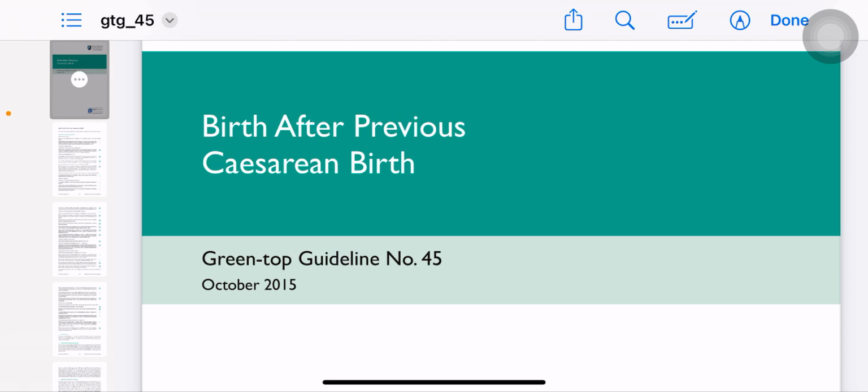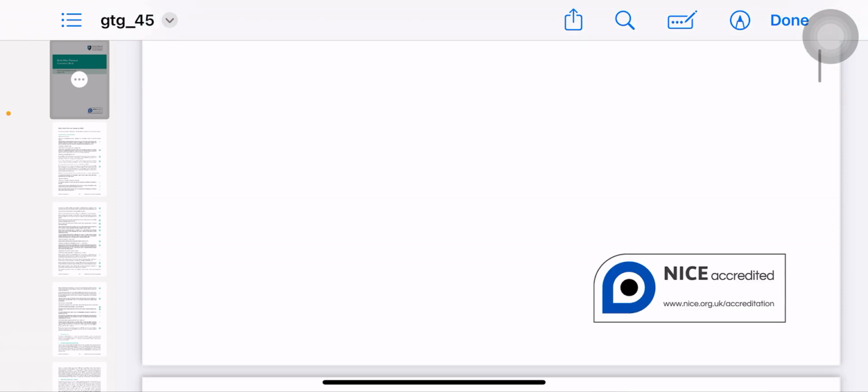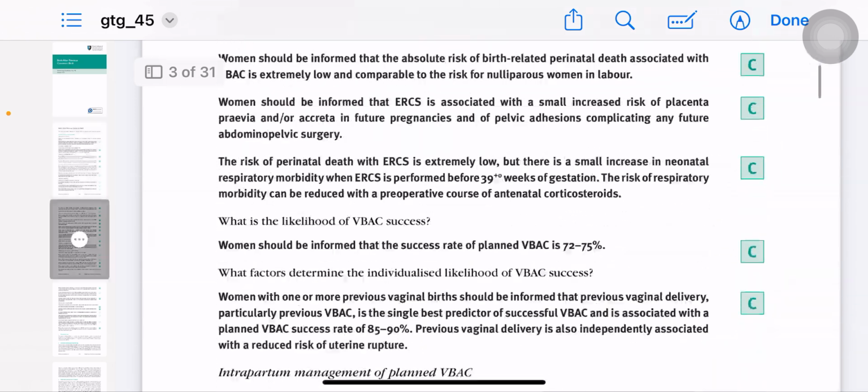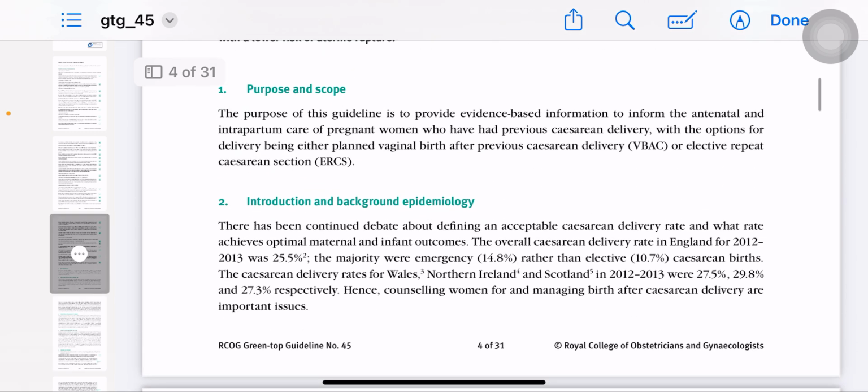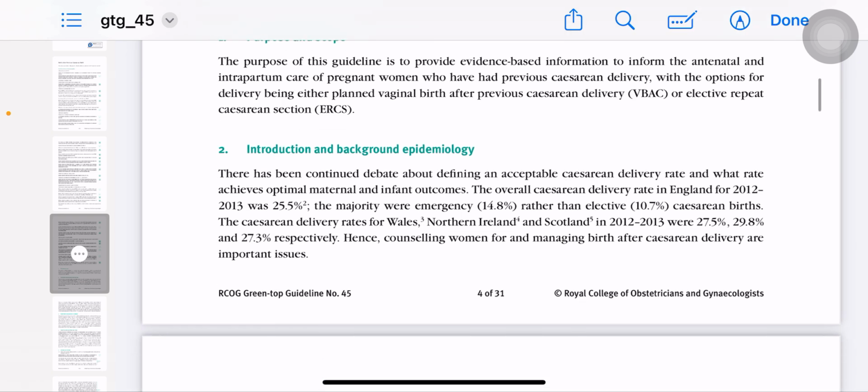Today, our topic for discussion is birth after previous cesarean section. Reference is Green Top Guidelines number 24, published in October 2015. We will discuss details of this because some MCQs came from the details.